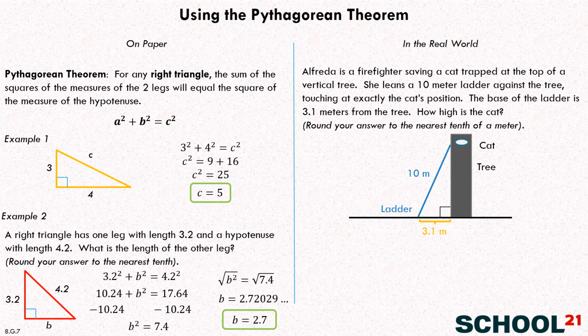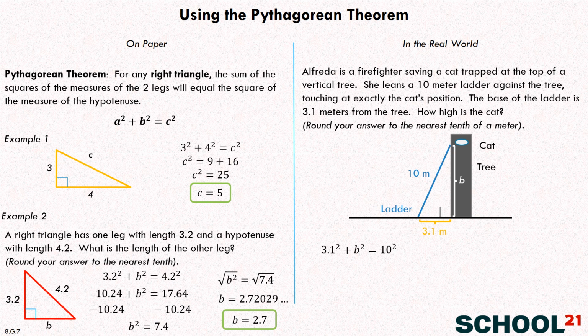So here we have a leg and a hypotenuse of this right triangle, and we want to find how high the cat is. Well, that's just b, the other leg of the right triangle. So now this problem is starting to look very similar to the examples we did just a moment ago. We can set up the equation again with a squared plus b squared equals c squared, putting in the numbers that were given in the problem. And now we can start solving the problem.